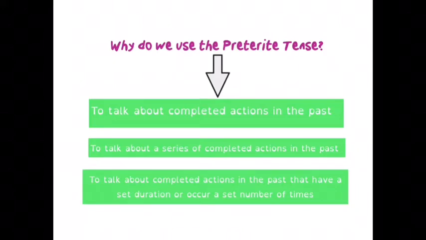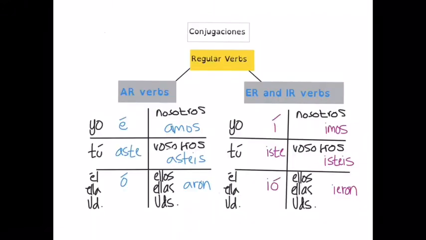So I completed something would be like, yo terminé la tarea. I finished the homework. It's done, it's over with. A series, like I said, would include something like, primero yo terminé la tarea. Después yo cociné la cena. Yo estudié por 2 horas. Yo estudié 5 veces.